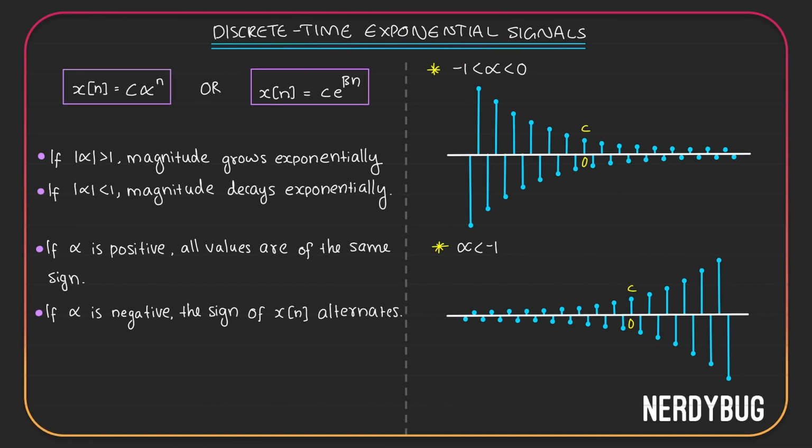Here I have alpha being between -1 and 0. If alpha is between -1 and 0, I can say that mod alpha is less than 1. Right? Magnitude of alpha is less than 1. So it is this case. If magnitude of alpha is less than 1, magnitude decays exponentially. You can see the magnitude is decaying exponentially. But since here alpha is also less than 0, that is negative, according to this statement over here, the sign of x of n is alternating as well. Let us check if it is true.